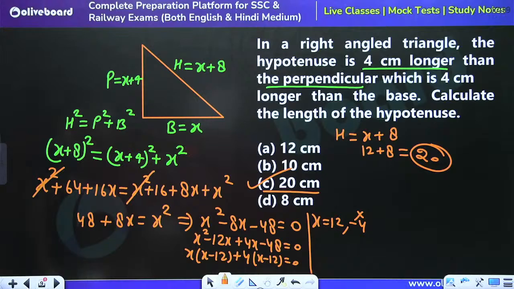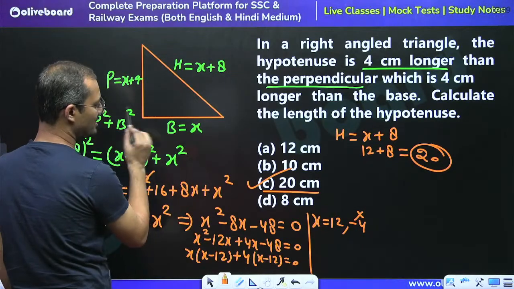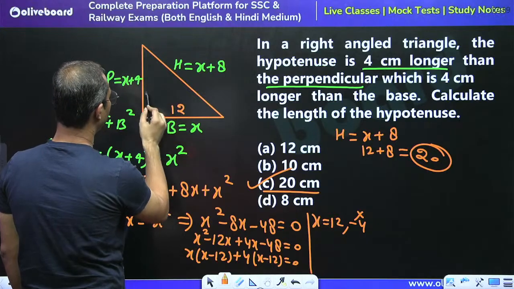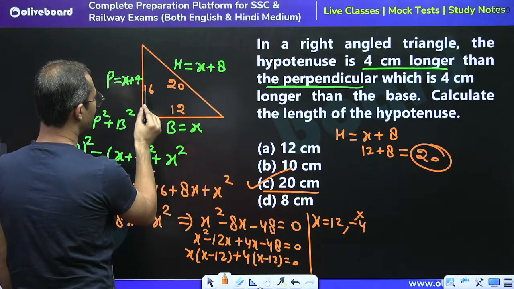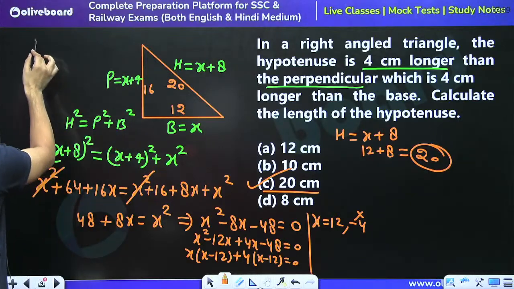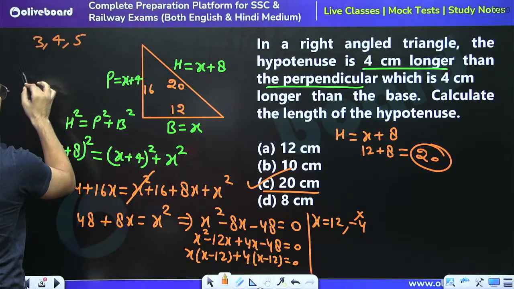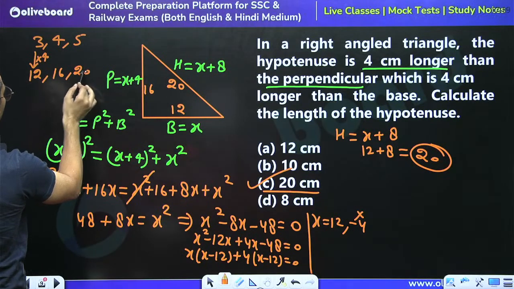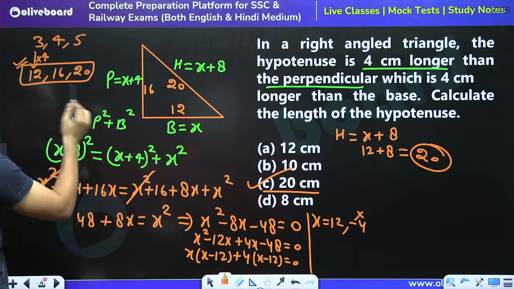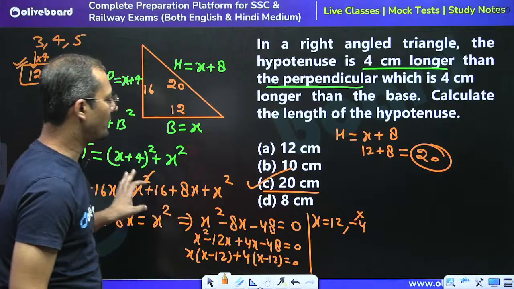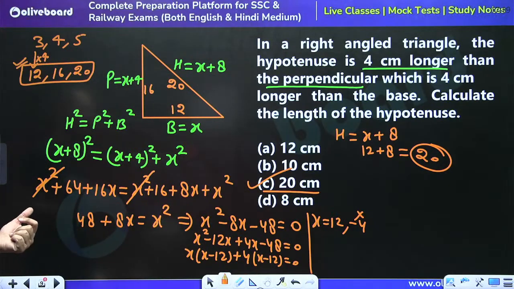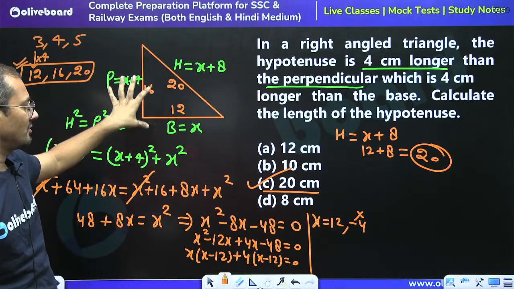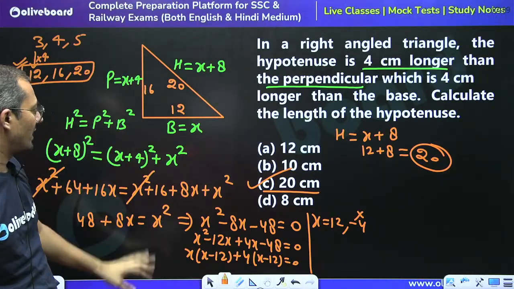And if you remember the triplet, you can also solve this by using the triplet. We know there is a triplet of 12, 16 and 20, right? Everyone knows there is a triplet 3, 4, 5. If we take 4 times of this triplet, we will get 12, 16 and 20, right? This triplet follows the given condition in the question: the perpendicular is 4 centimeter longer than the base and the hypotenuse is 4 centimeter longer than the perpendicular. If we can catch it directly from the triplet, we can do it. Otherwise we would have to solve like this, right?